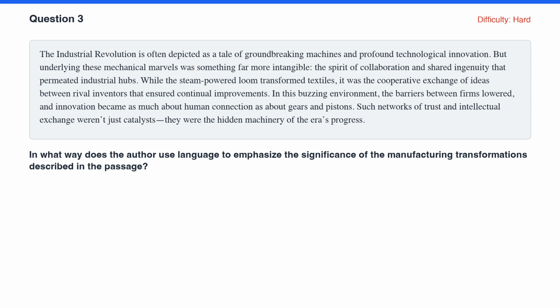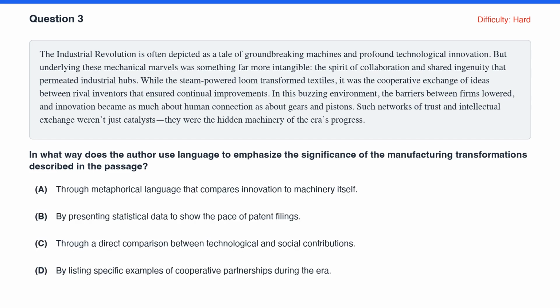Question 3 of 25. Staying in hard territory. This passage is titled "Transformations in Industrial Society." The passage argues that the Industrial Revolution's progress depended not just on machines, but on collaboration and shared ingenuity among inventors. The question asks how the author uses language to emphasize the significance of these manufacturing transformations. We need to identify a specific rhetorical or stylistic technique the author actually employs in the passage.